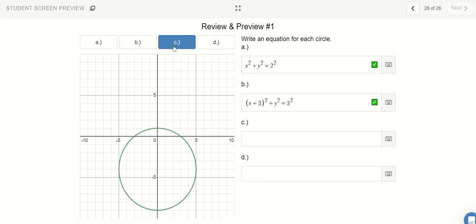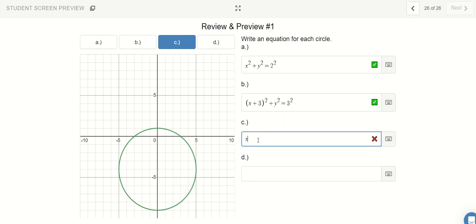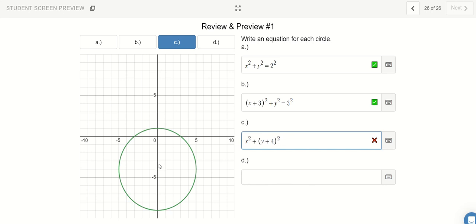Okay. Here, this one is just shifted down. Looks like it's at -4 is the center. So let's see. So leave x squared. It's not moving side to side. It's just moving down. So I'm going to put plus 4 to move it down. All right, and the radius is 1, 2, 3, 4, 5, equals 5 squared.